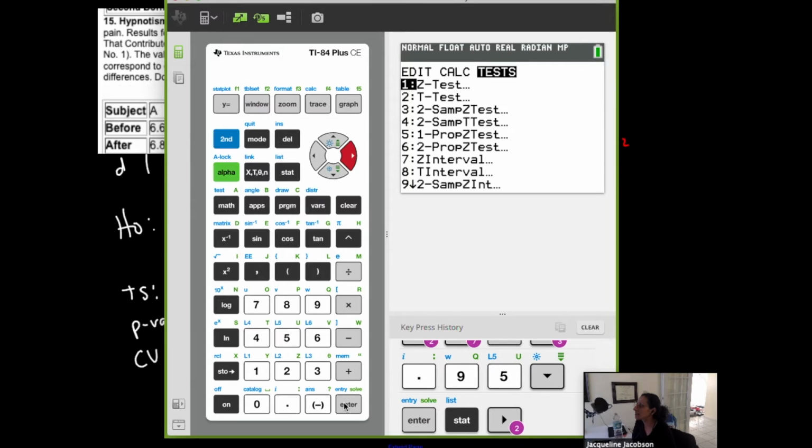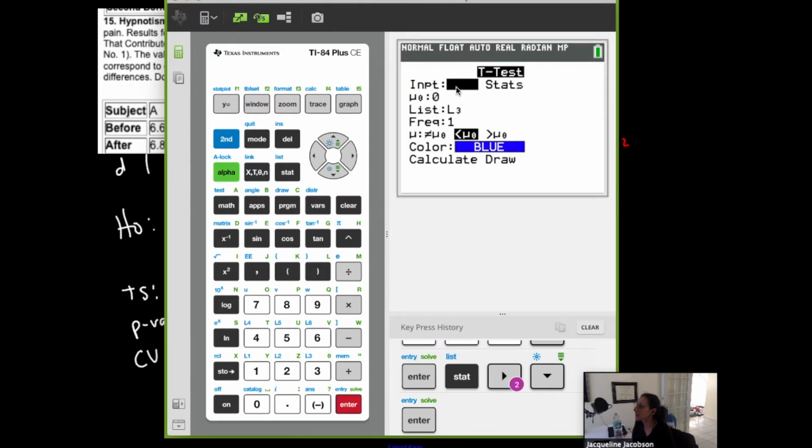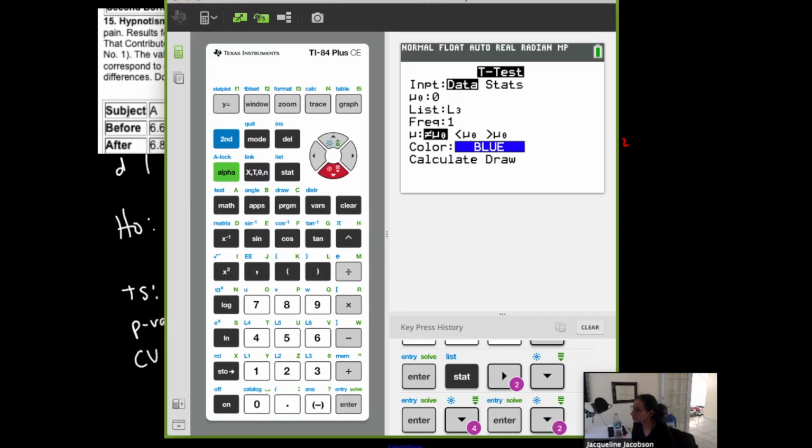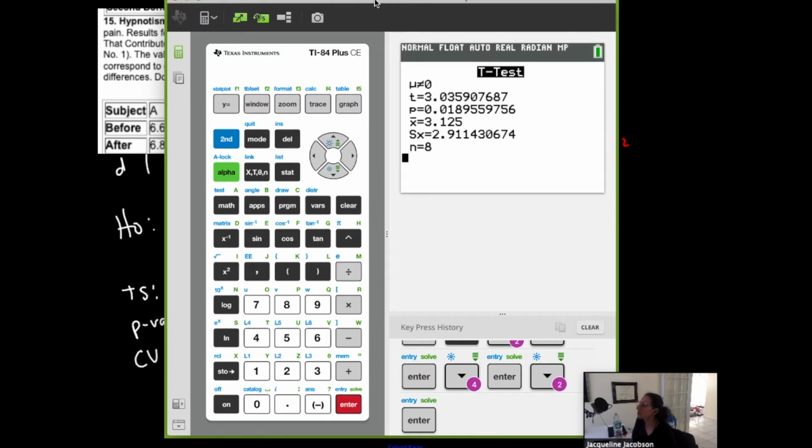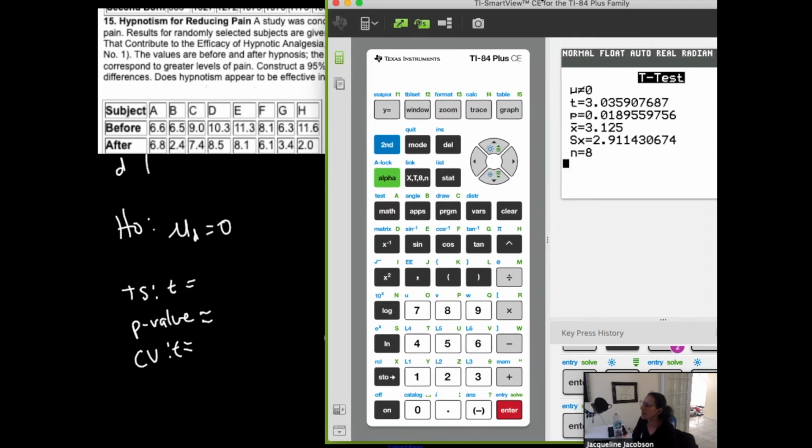Let's go T-test. Let's find the test statistic. So again, it's data. And again, this is always going to be 0 because you're comparing the two. It's always going to be compared to 0. The list is L3. I'm going to do a two-tailed test. Frequency is 1. And then calculate. So let's copy that down. My test statistic is approximately 3.03.